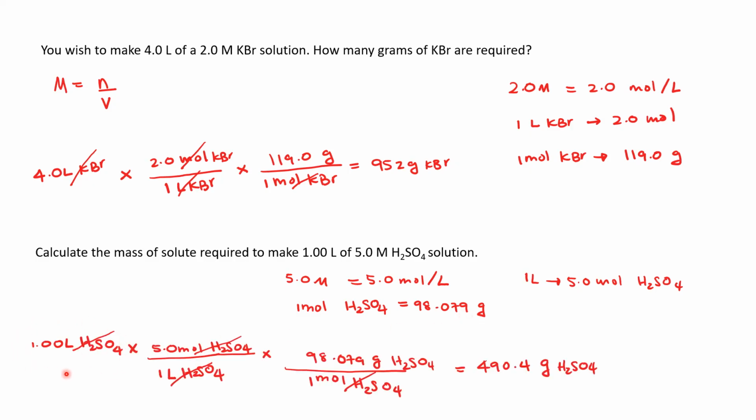So we start with 1 liter of sulfuric acid solution and we are going to find out how many moles are required to make a 5 M solution. So we know 1 liter of sulfuric acid solution should have 5 moles of sulfuric acid. You see the liter cancels out, and then we have the number of moles of sulfuric acid. Then we are going to convert it to mass. For that, we are going to use the molar mass. So you are going to need 490.4 grams of sulfuric acid to make 1 liter of 5 M sulfuric acid solution.